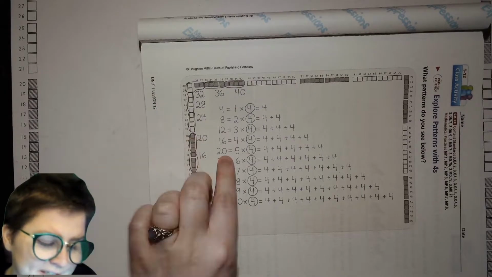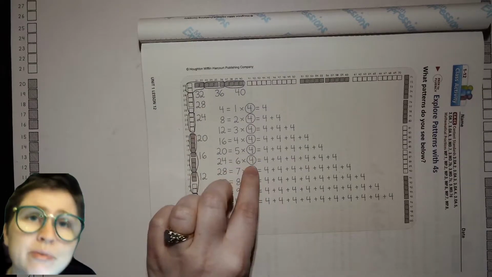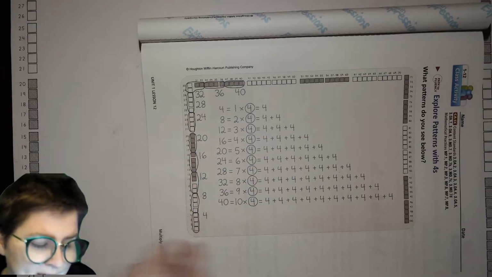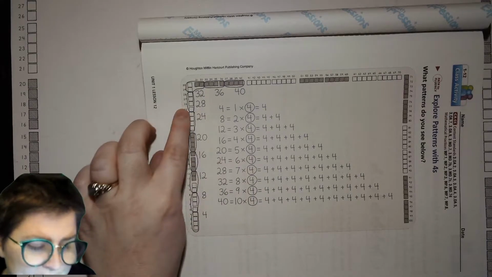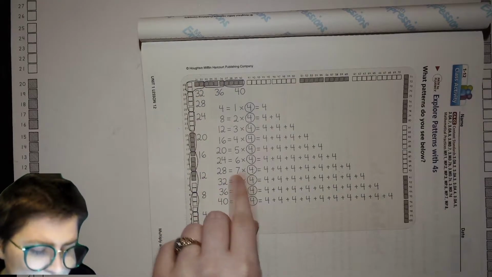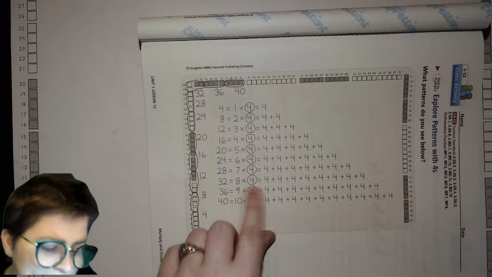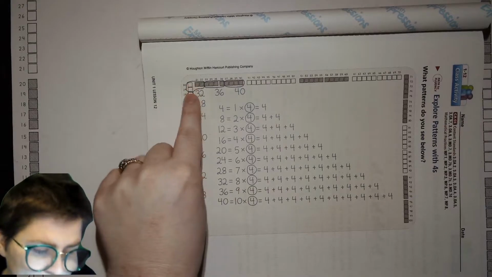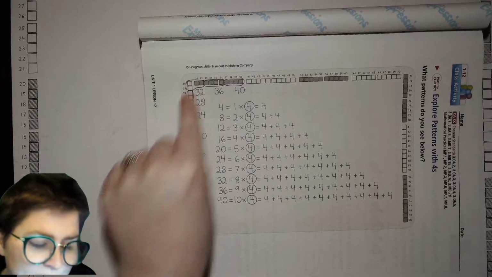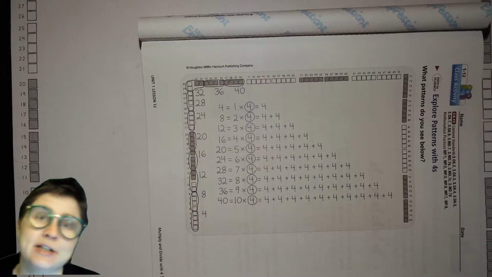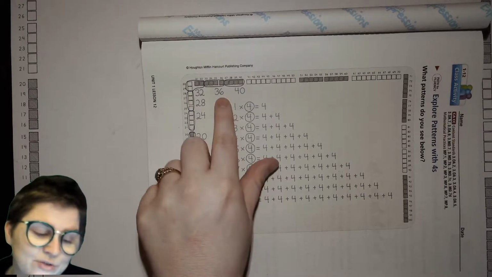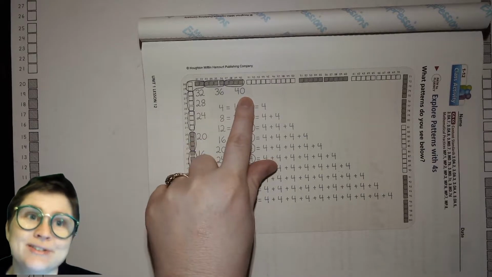Adding one more group of 4 to 20, our sixth group of 4 brings us to 24. Adding another group of 4 brings us to 28. Adding one more group of 4, that was 7 times 4 was the 28. 8 times 4, 8 groups of 4 is 32. 9 groups of 4 is 36, and you'll remember we did our 9s, and that's 4 less than 10 groups of 4, which is 40. So 10 groups of 4 is 40.